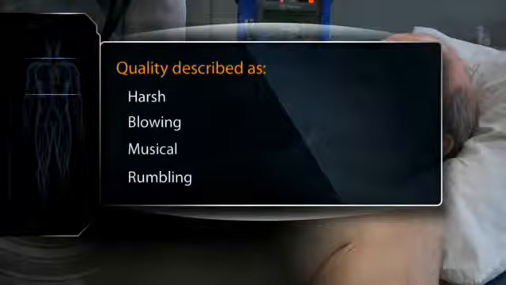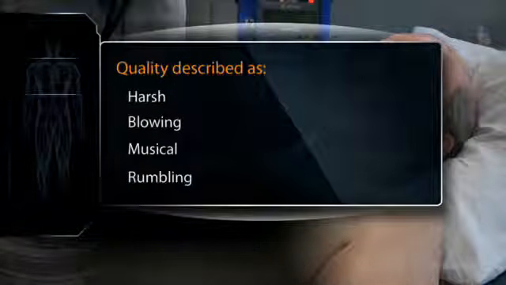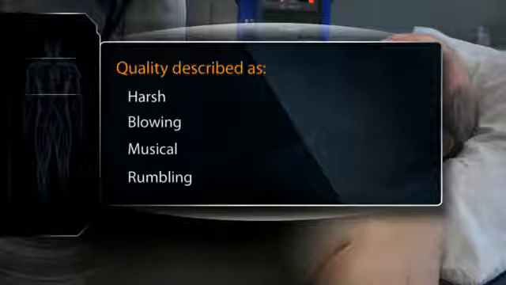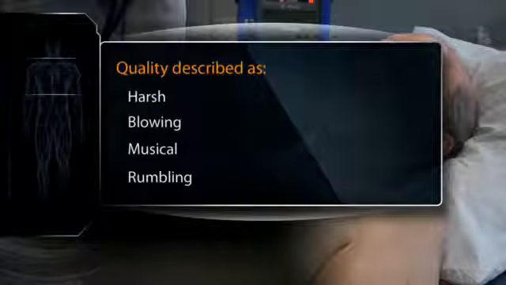The quality of a murmur is described in terms such as harsh, blowing, as in aortic regurgitation, musical, as in some murmurs of mitral valve prolapse, or rumbling, as in mitral stenosis.